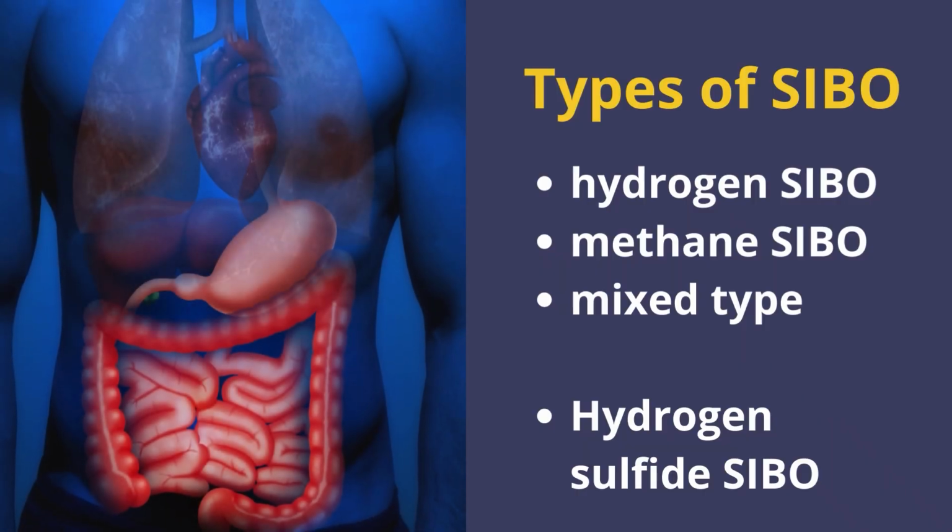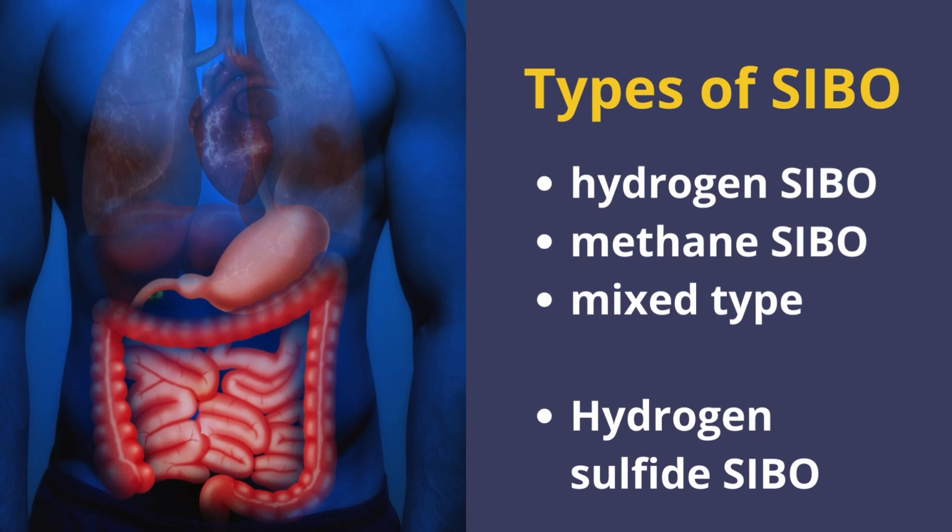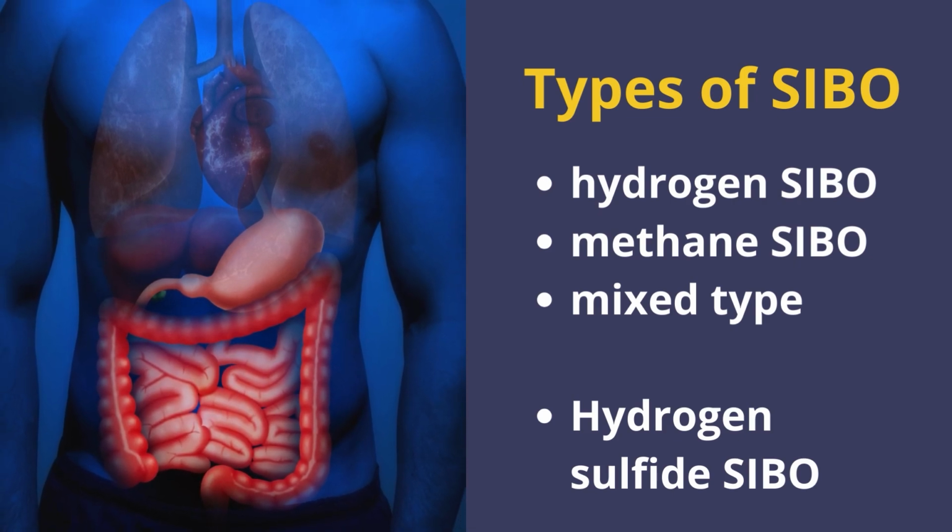numbers. There are several types of SIBO: hydrogen SIBO, which often causes diarrhea, methane SIBO, also known as EMO, which typically results in constipation, and a mixed type which involves an overgrowth of both hydrogen-producing and methane-producing bacteria. There's also sulfur SIBO, which in many countries is not yet diagnosed, but in some countries tests are now available.